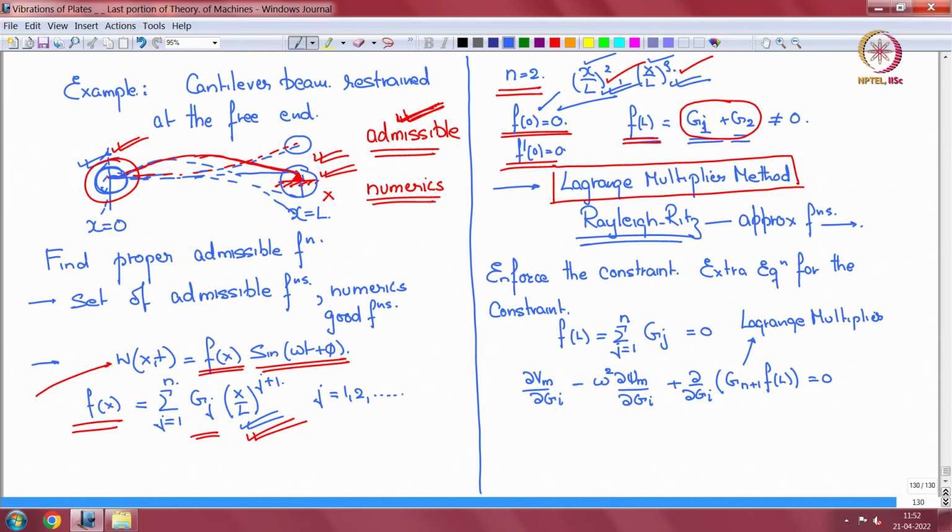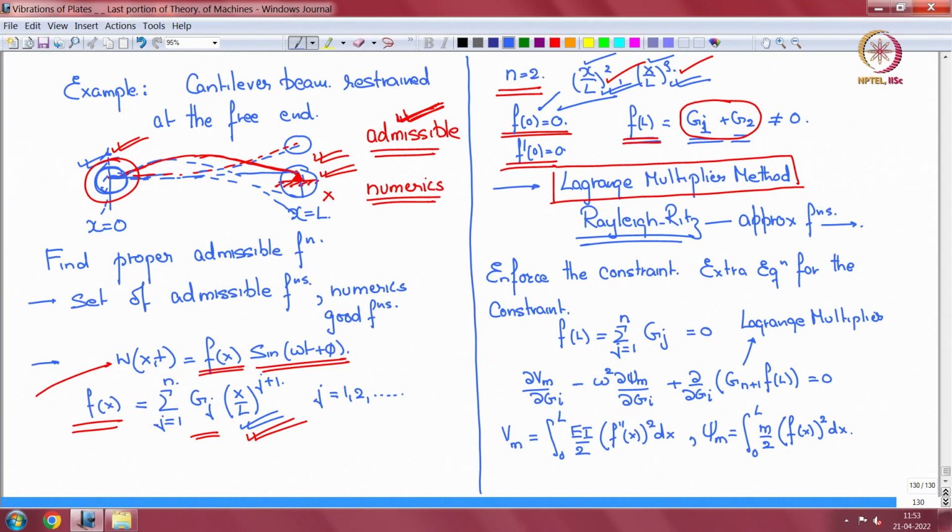And then what are my Vm and psi m? The same original Vm is the integral from 0 to L of EI by 2 times f double dash of x squared dx, and psi m is the integral from 0 to L of m by 2 times f of x squared dx.